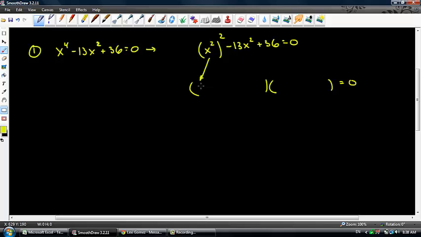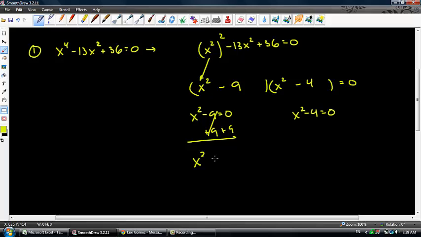What's going to go inside each of the brackets is an x squared. And now all I need are two numbers that multiply to 36 and add to negative 13. Well, that's simple. It's negative 9 and negative 4. From here, I set each one individually equal to 0. I'm going to add 9 to both sides on the left side. I take the square root of both sides, and don't forget, it's going to be plus or minus 3 because we're solving an equation.